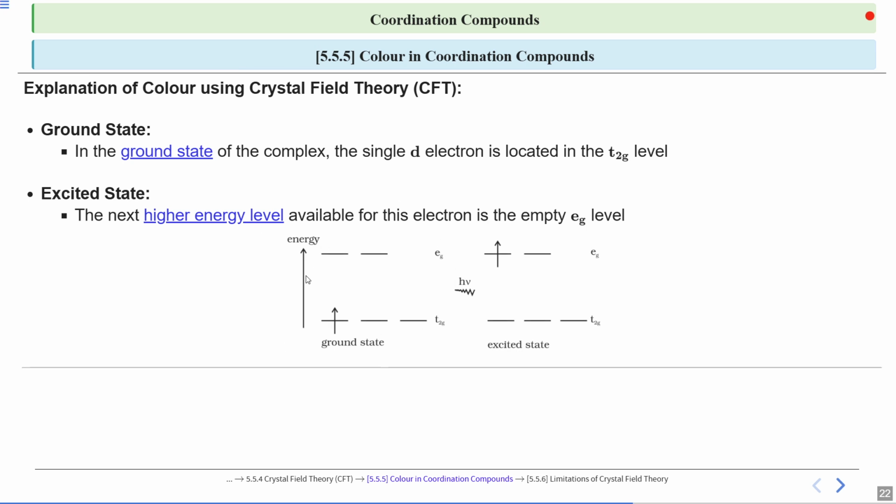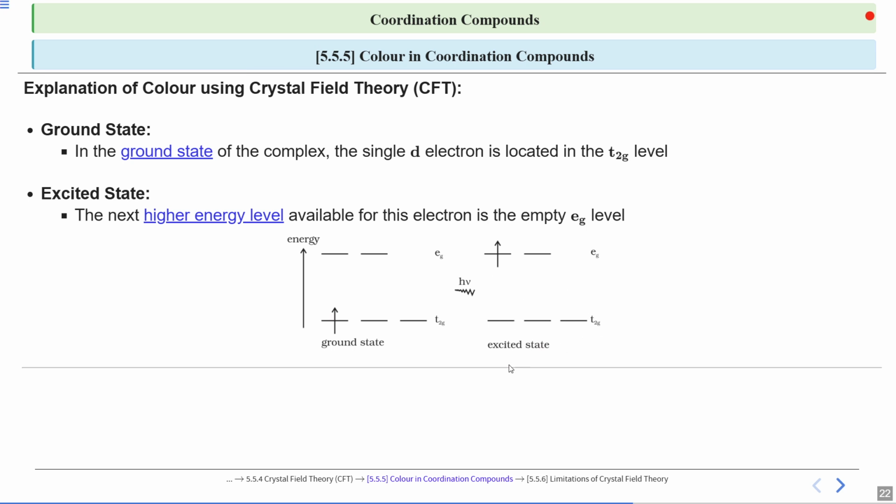So you can see this is the ground state representation, where in the T2g we have one electron in the ground state, and EG is empty, because this is only a d1 system in the Ti3+. When it goes to the excited state, after losing some amount of energy in the form of light, the only available energy level is the EG level for this electron to fill into.